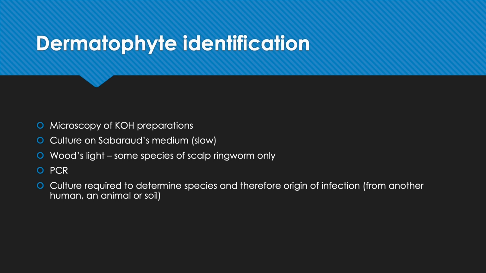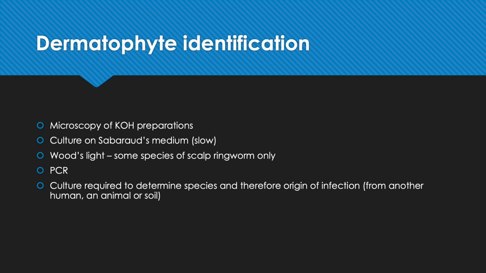Some species of dermatophyte which affect the scalp will fluoresce, so we can look at these with the Wood's light as we saw for the identification of erythrasma. More recently, molecular diagnosis using PCR has come into mycology, and this gives us a much more rapid result than culture.